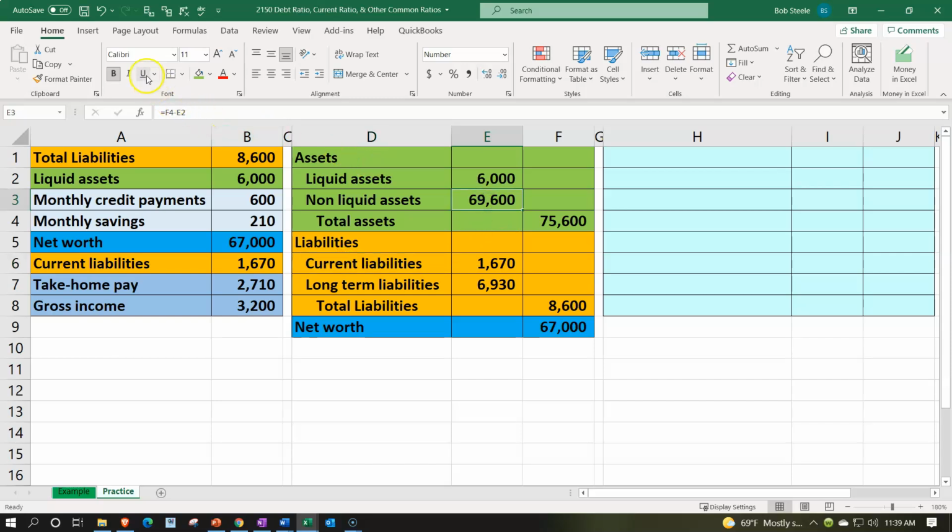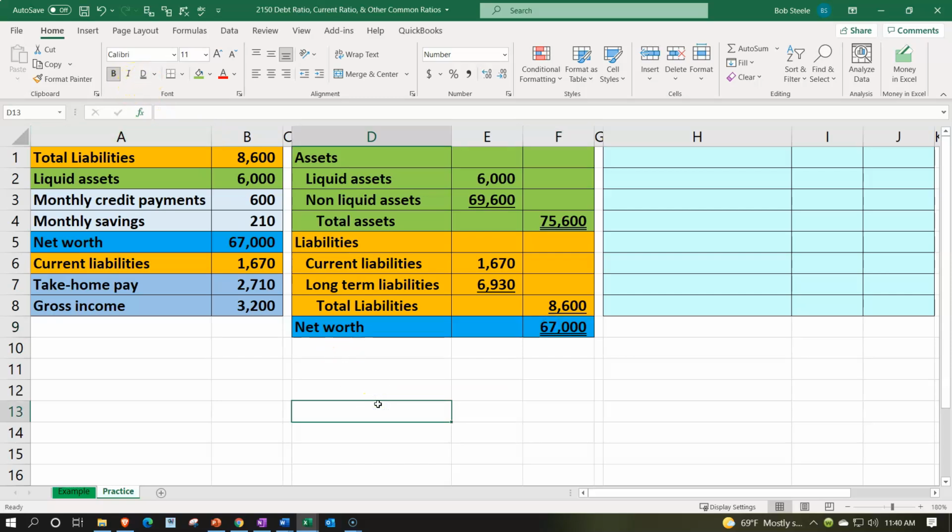Let's put some underlines, font group and underline. We'll font group and underline this one. We could do an underline here, font group and underline, and then double underline this one. Let's put a double underline here and a double underline there. So there we have it.